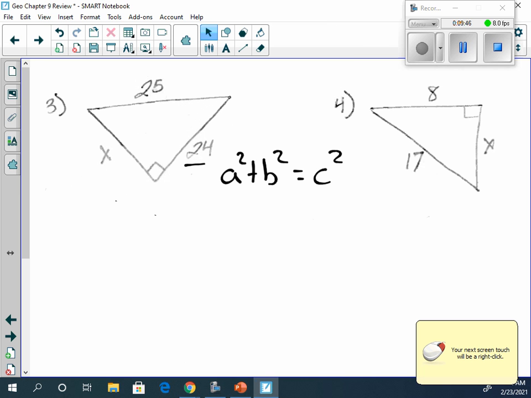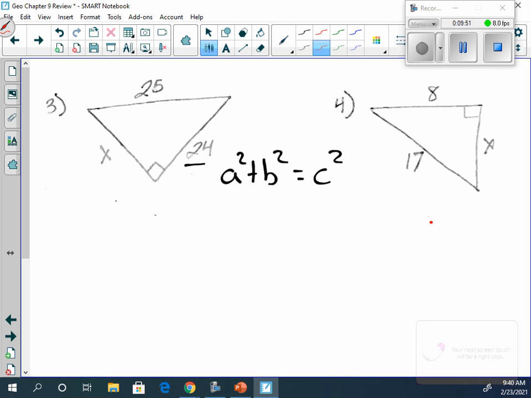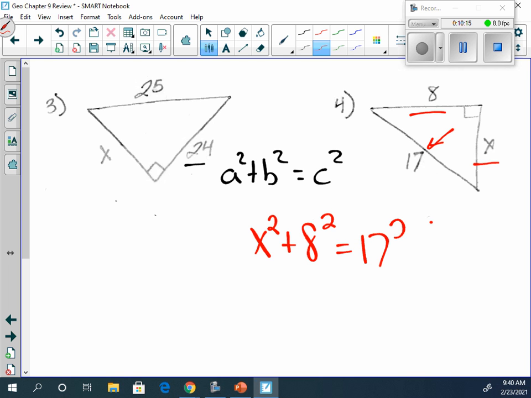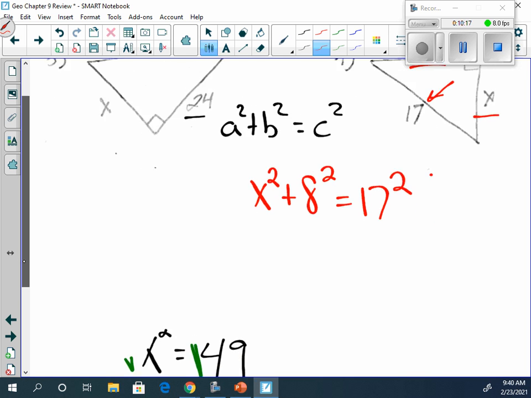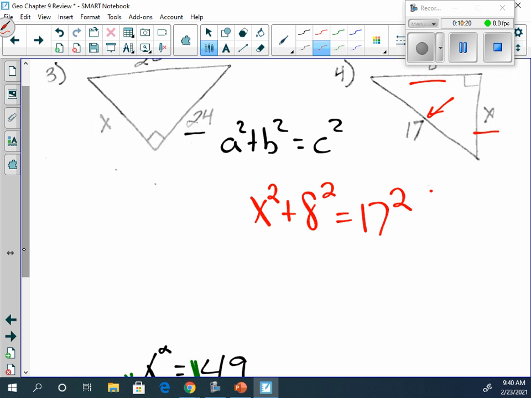Let's look at number 4. Now, number 4, again, when we look at this here, the hypotenuse for this is 17. So they gave us the hypotenuse, which means we're solving for the values of A or B. We have to solve for one of the two side lengths. So A and B is going to be our 8 and X, and we can plug them in. So we're going to have X squared plus 8 squared equals 17 squared. We plugged in for the values of A and B and C. So this is very similar to the one we just did.